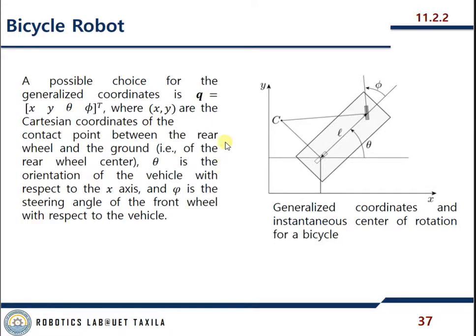I would also like to discuss the bicycle robot model. So a possible choice for the generalized coordinates is x, y, theta, and phi. Phi is definitely the front wheel angle. Theta is the general orientation. So x, y are the Cartesian coordinates of the contact point between the rear wheel and the ground, that is, of the rear wheel center. And theta is the orientation of the vehicle with respect to the x-axis, and phi is the steering angle of the front wheel with respect to the vehicle. So it's going to be like that.